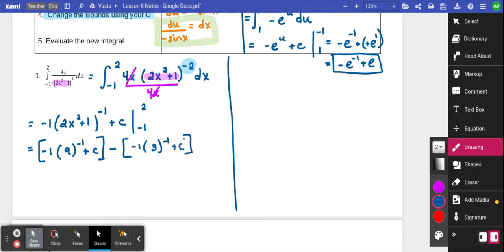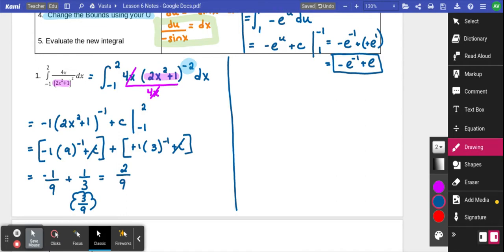Now, again, I've done this enough times to know that the c's are going to cancel, and a -1 power really means to move that to the bottom. So this is -1/9. These two negatives make a positive, so I have plus 1/3. Now, 1/3 is really 3/9. That's sort of something I'm going to do in my head in order to make sure that I can add these together successfully, and so I get 2/9 as my final answer.